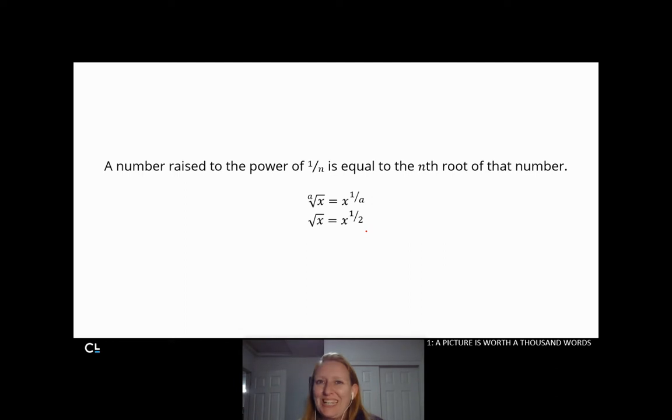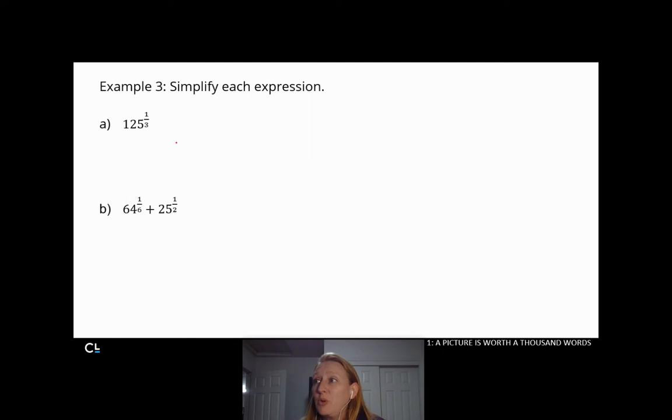Such a cool trick. So I have a few problems that I want you to work out. Now that you know this trick, it might help. I'm giving you fractional exponents. It might help to rewrite these as roots, as radicals, and then you can grab your calculator to help you figure it out. So go ahead and hit pause, see if you can rewrite these and work these out, and then hit play when you're ready to check your work.